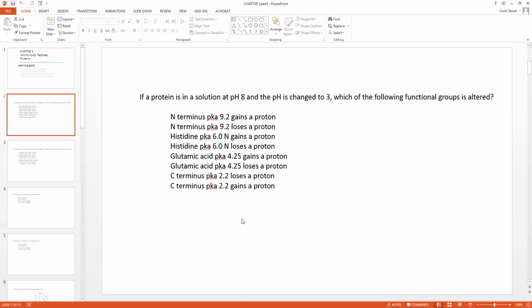And so if you're thinking about this problem, what are some of the things you want to take into consideration? Well, you want to pay attention to what your starting pH is, something that is slightly above neutral towards basic, and then what the change is to a very low pH, so something that's more acidic, and then what functional group is that going to impact. So take a moment, think about that.